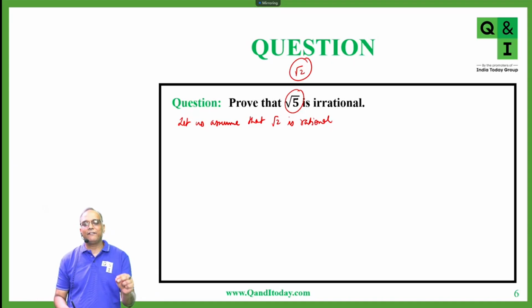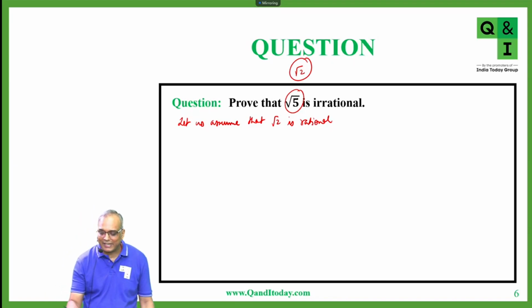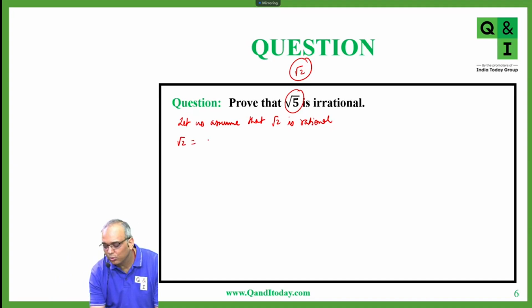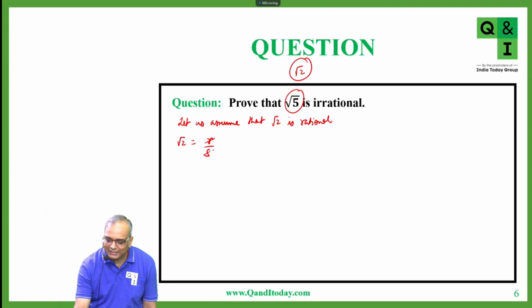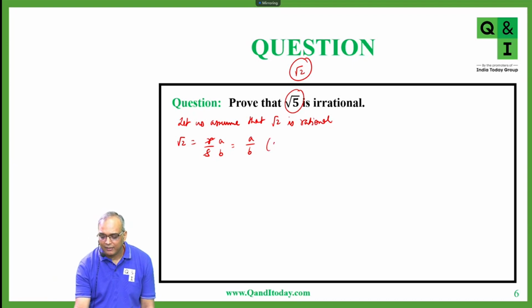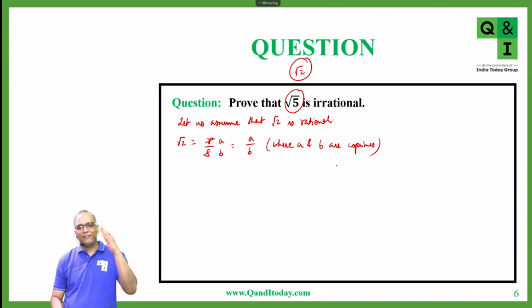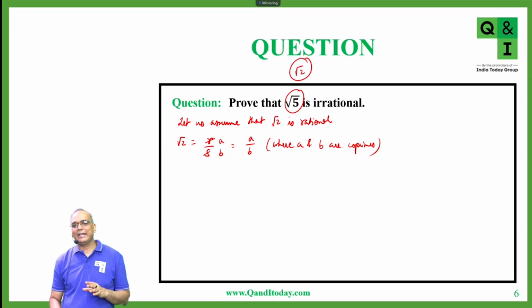And one question definitely comes to prove this. Either it will be root 2 or root 3 or root 5 in your board exams. So let us assume that root 2 is rational. Then we can write root 2 as a ratio of two integers r by s, where after cancelling the common terms, in simplest form, this is a by b, where a and b are co-primes. If we have cancelled out the common factor between r and s, there is no other common factor between a and b, then we say that a and b are co-primes.